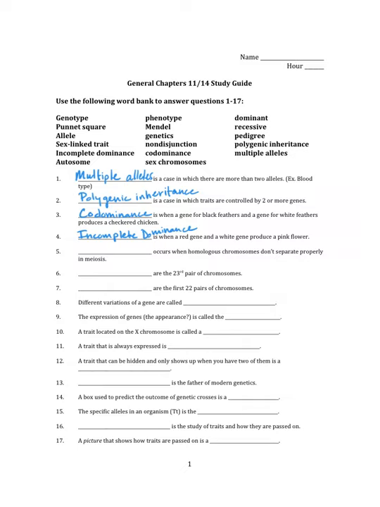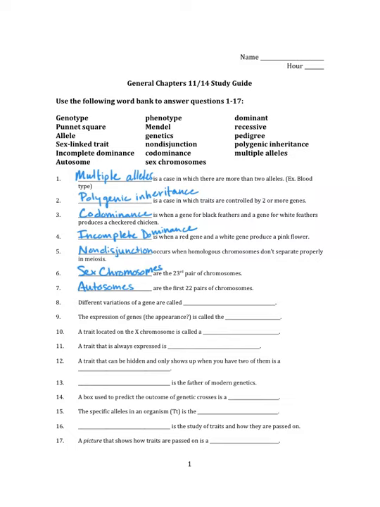Number 5 says non-disjunction occurs when homologous chromosomes don't separate properly in meiosis. Number 6 says sex chromosomes are the 23rd pair of chromosomes. And number 7 says that autosomes are the first 22 pairs of chromosomes.